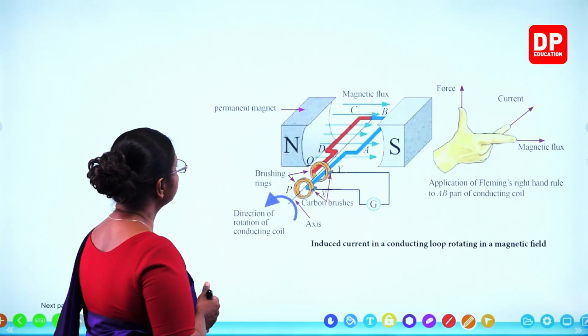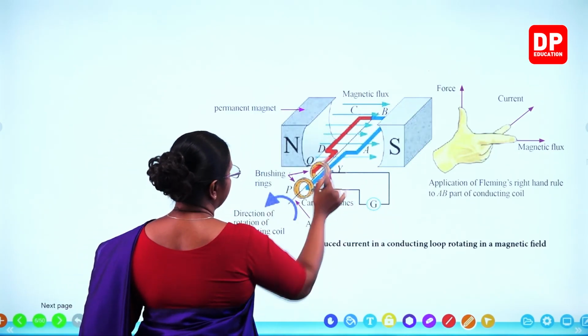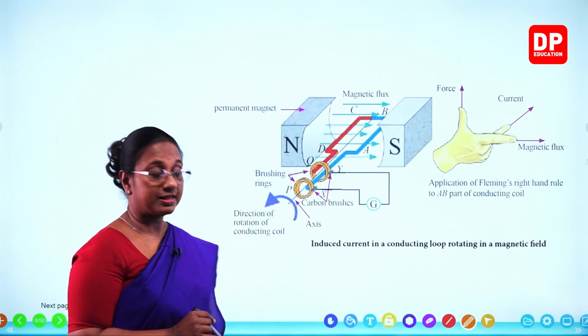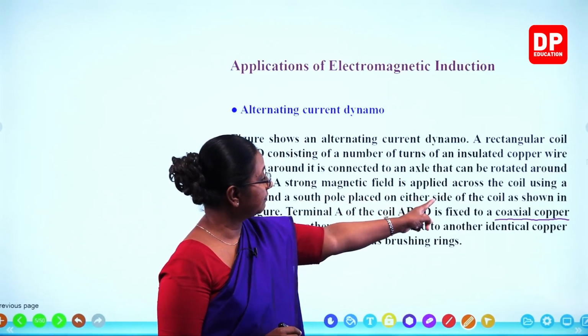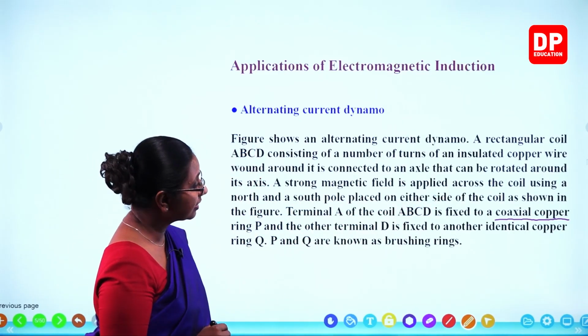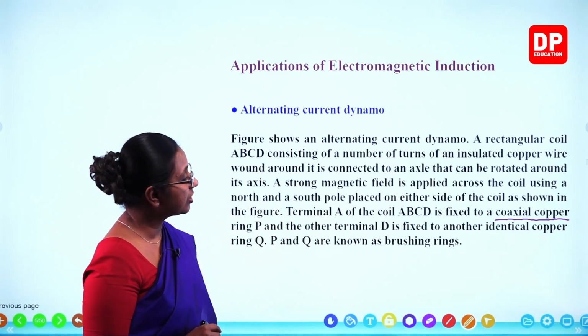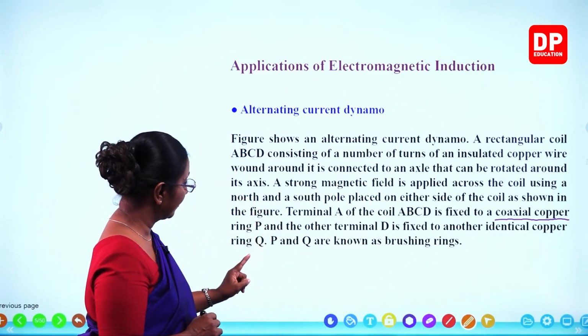So that is what was shown here. You have the wire coil and this is the axis, and that axis is being rotated due to the axle. Then a strong magnetic field is applied across the coil using a north and a south pole placed on either side of the coil as shown in the figure. You saw that as well.